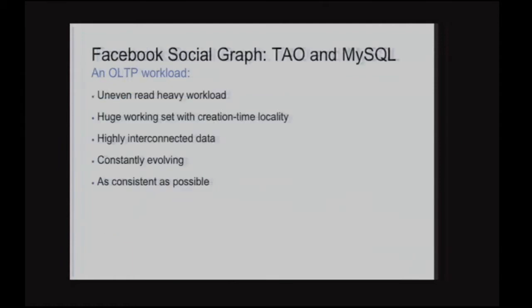But the salient features of this workload is that it is very read heavy. There's more than 99% reads on this database, and a huge working set. Most of the time, the reads are for data that is recently created, so there's a lot of creation time locality. It's highly interconnected. Some of our data scientists have analyzed whether we can partition the graph into, say, 10 disconnected parts or connections with very few numbers, but that's not possible. So it's not easy for us to partition the graph into 10 different segmented portions. It's constantly changing, and again, like I said, we want it to be consistent across data centers as soon as possible.